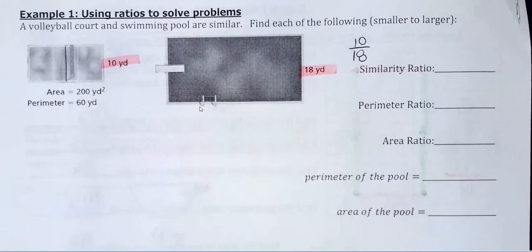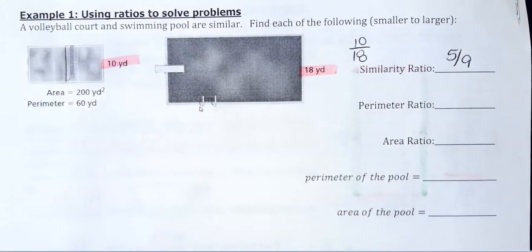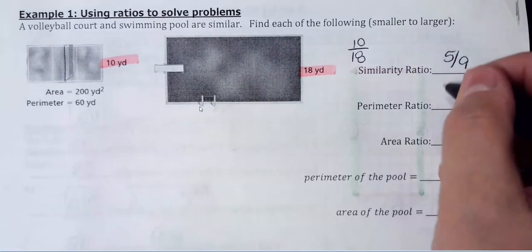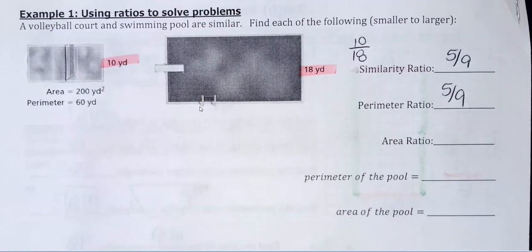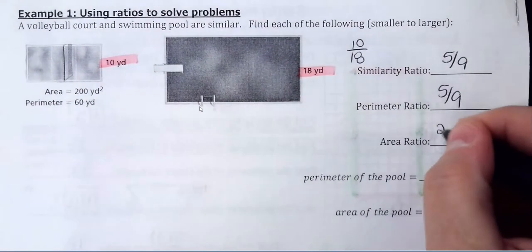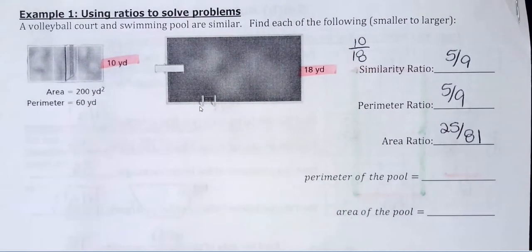But before I write the answer, I want to reduce that. So what would you write down for 10 over 18 if you reduced it? 5/9. Okay, good. Everybody can reduce fractions. It's awesome. What should my perimeter ratio be? Same, automatic. What about the area ratio for this one? Yes, 25 over 81. We're just going to square 5, that's 25, square 9, that's 81.